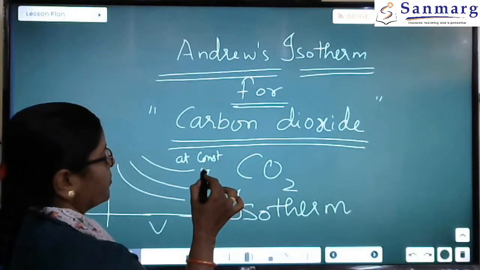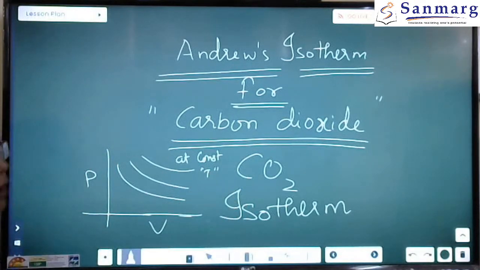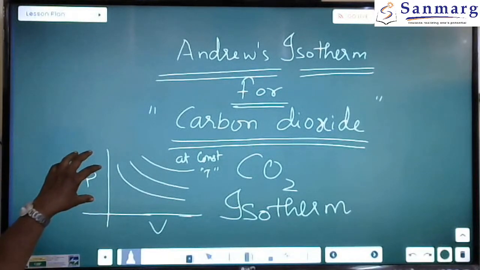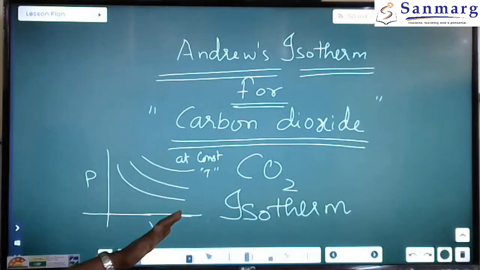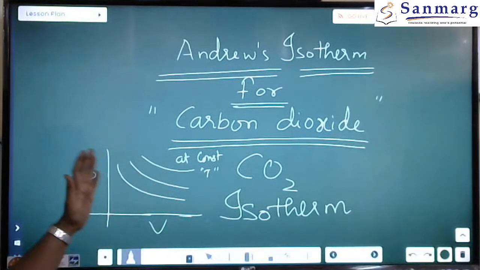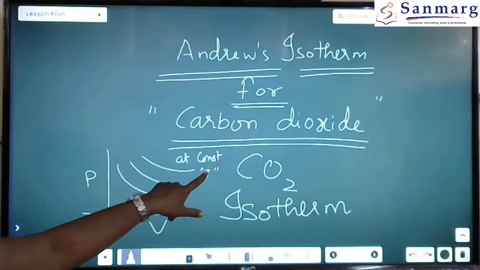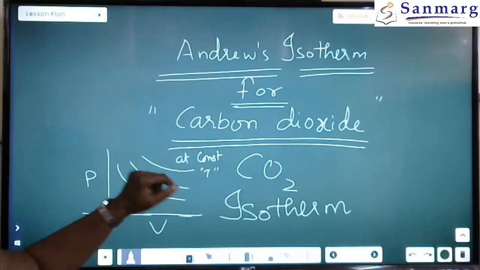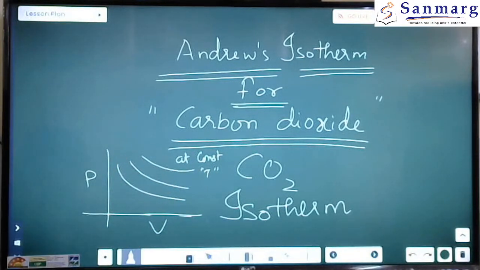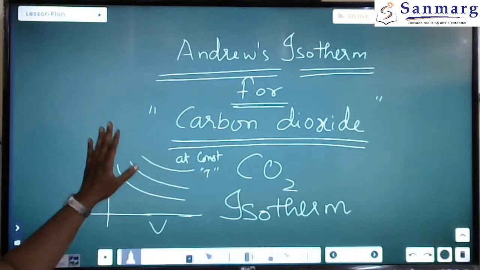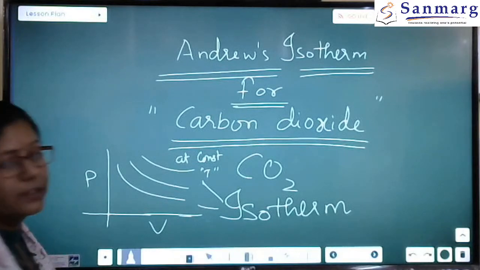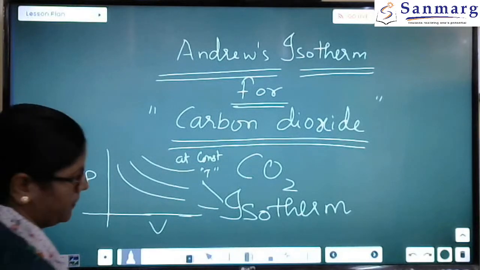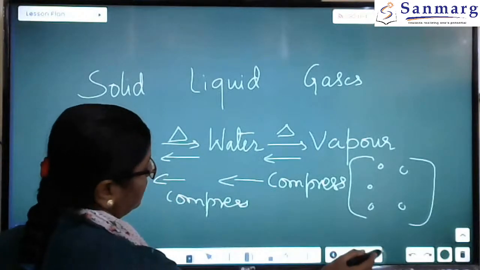Temperature is fixed. This comes under which law? Boyle's law. Boyle's law says volume is inversely proportional to pressure. Volume and pressure are inversely proportional at constant temperature. Temperature is fixed, so whatever curves you get here are called isotherms. Okay, see, isotherm.